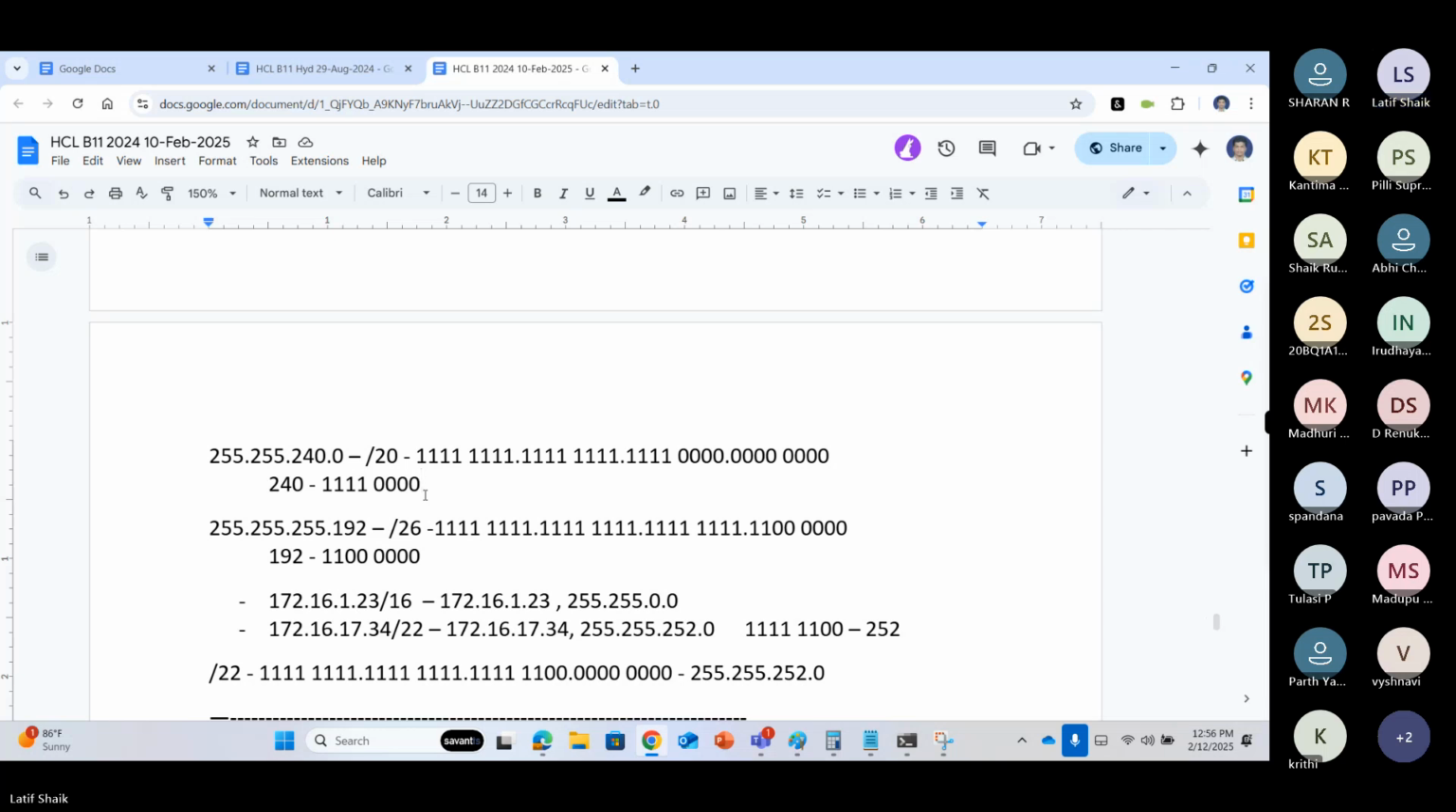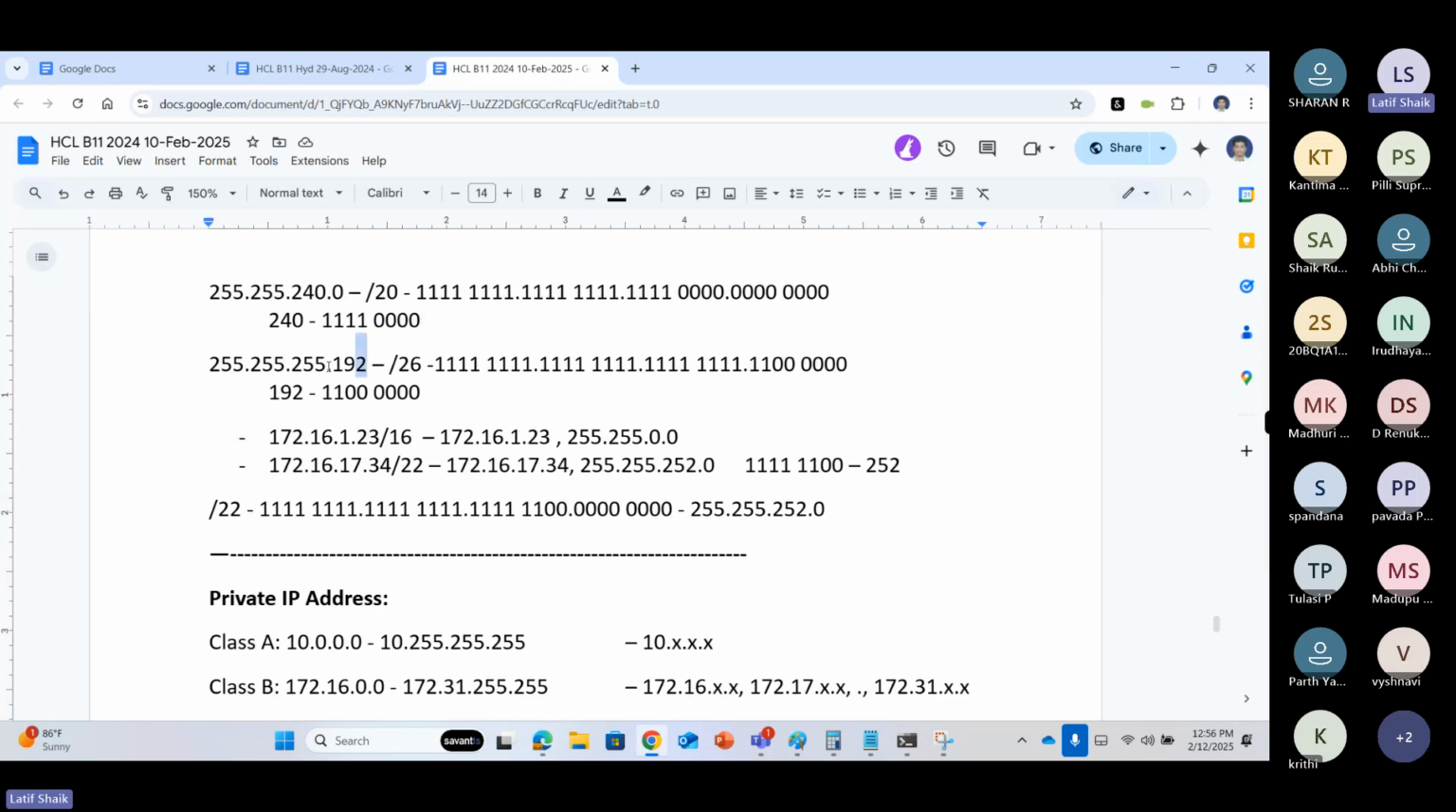255.255.240.0, if you convert into binary, that's /20. /20 means that. Similarly /26, /16, /22. So these are all different ways of presenting the subnet mask. Either you use the subnet mask like this, or you can tell the subnet mask like this also.